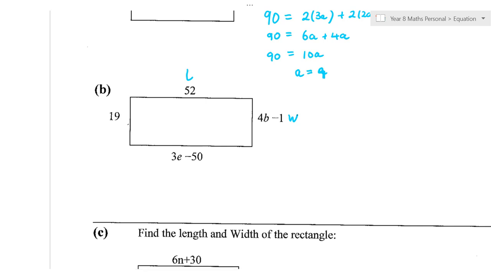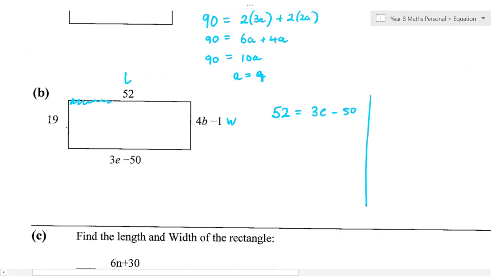Yep, so 52 is opposite 3e minus 50. Those lengths. Fantastic. 52 is equal to 3e minus 50. Now that's one of them. Now on the other side, we know that 4b minus 1, which is the width, is also the width on the other side. So that is equal to 19. So what we're going to do is find e.